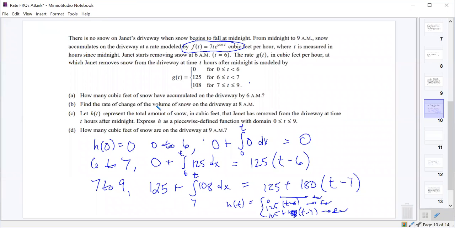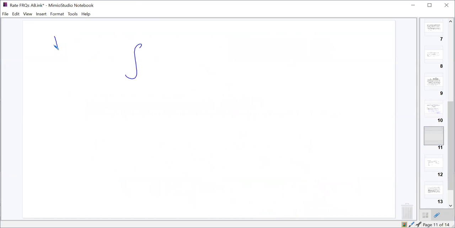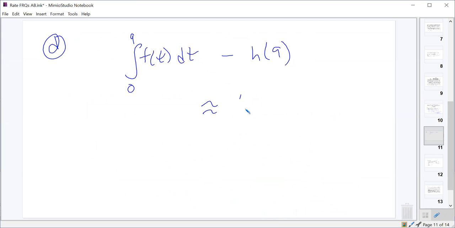I should probably read what part D says. Part D, how many cubic feet of snow are on the driveway at 9 a.m.? So the amount of snow that should be there should be the amount that has fallen minus the amount that has been removed, which would be h of 9. So we want to find, this is part D, the integral from 0 to 9 of f of t dt. And then we are going to subtract from that the amount that Janet has, through back-breaking labor, removed in those 3 hours. And that value comes out to be about 26.334.